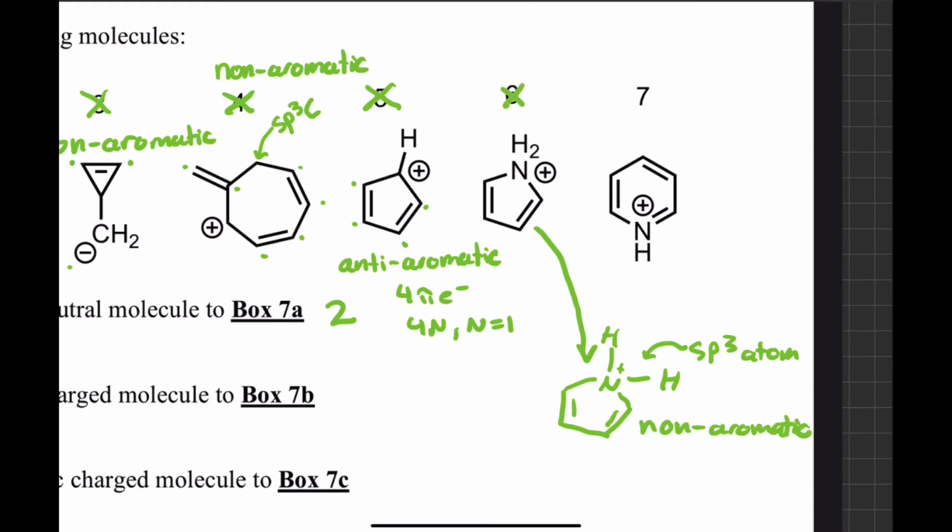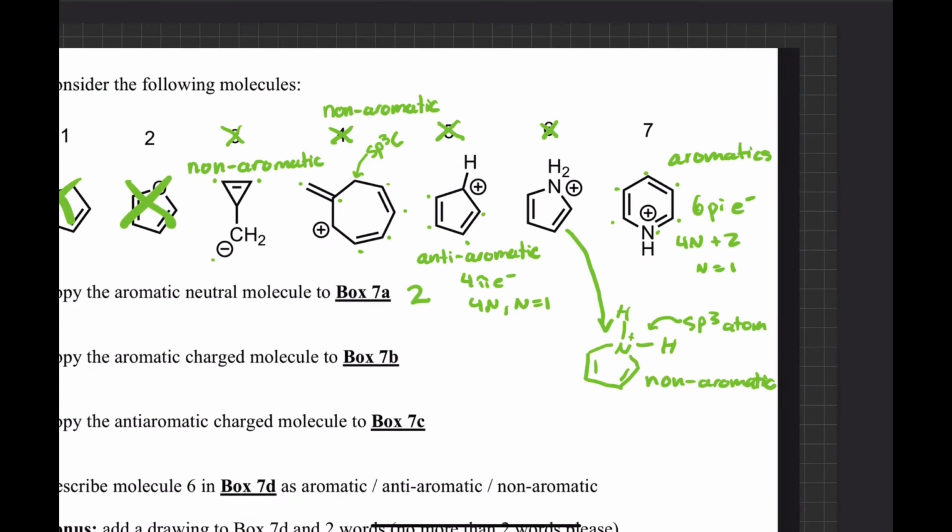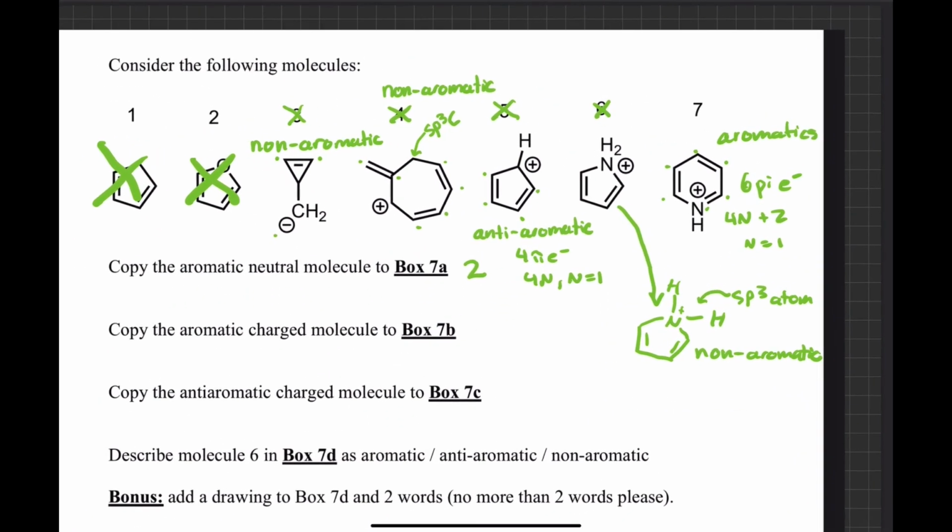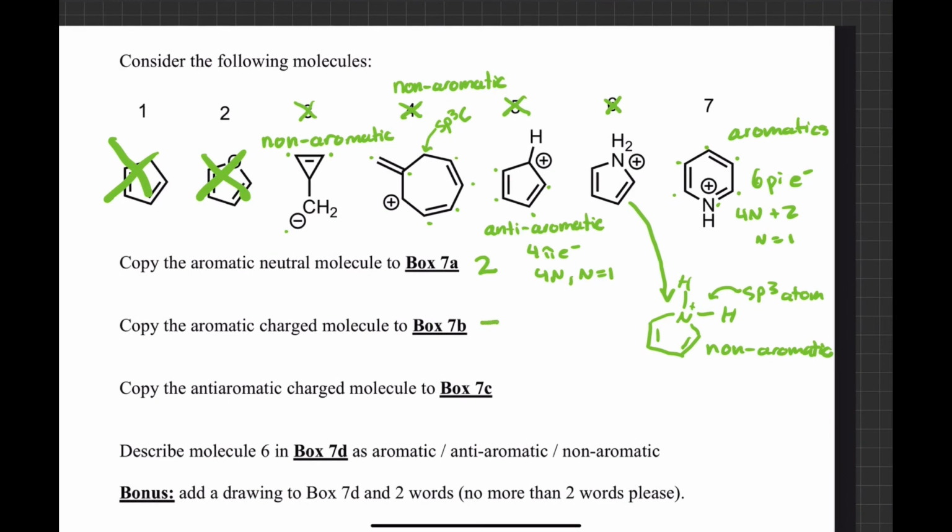Lastly, we have molecule 7. Molecule 7 has 1, 2, 3, 4, 5, 6 pi electrons. Since it has 6 pi electrons, it satisfies the 4n+2 rule for aromatics, where n is equal to 1. Therefore, our answer for 7b is molecule 7.